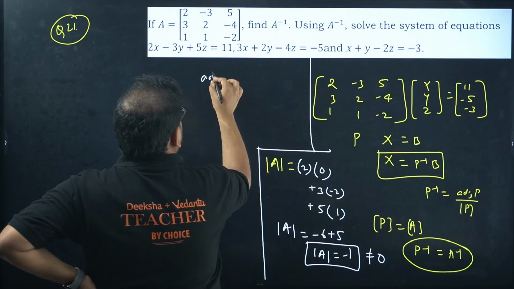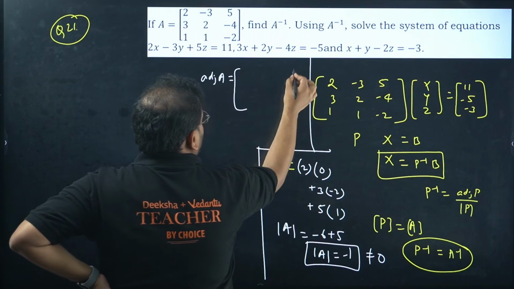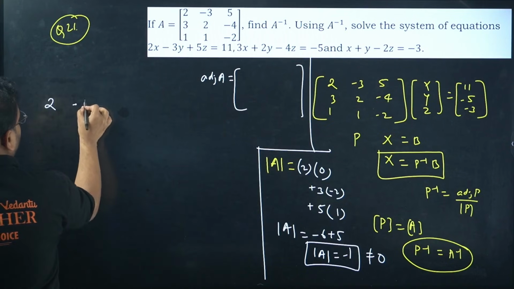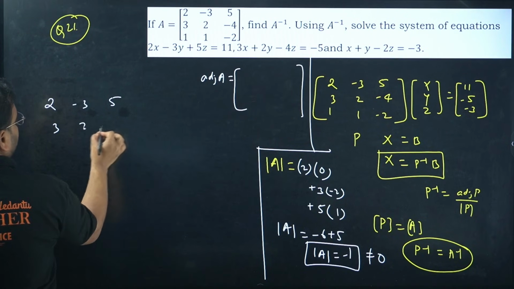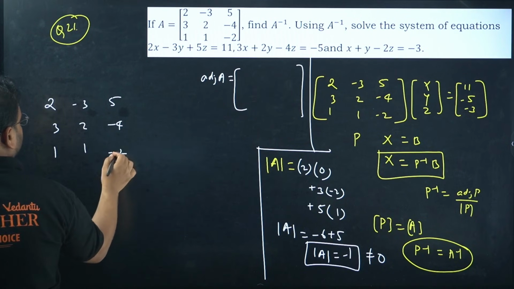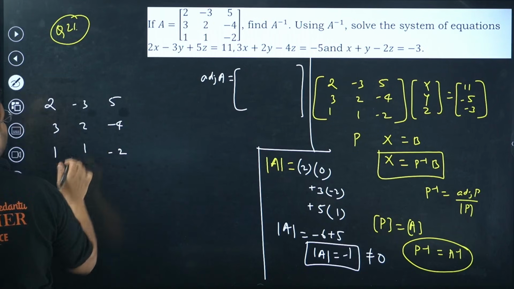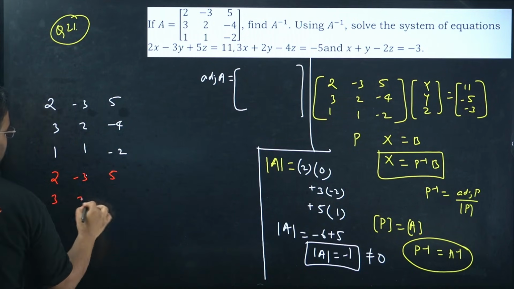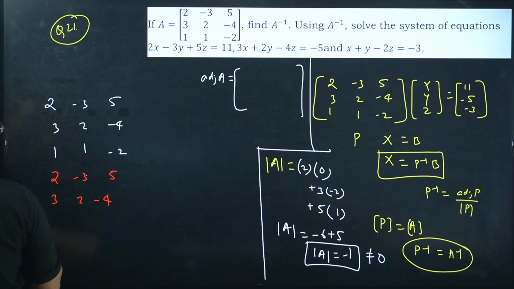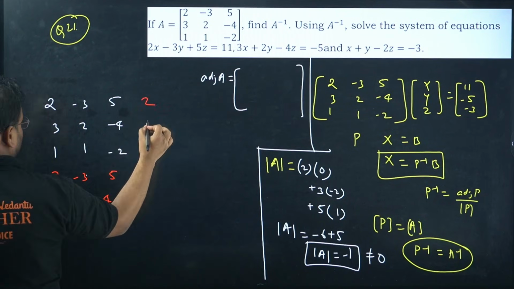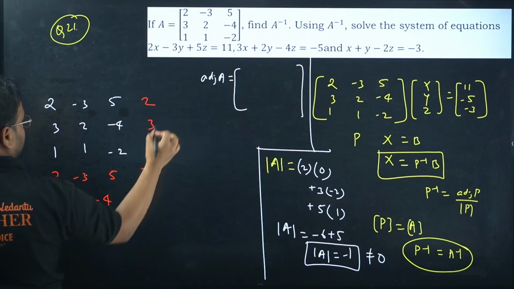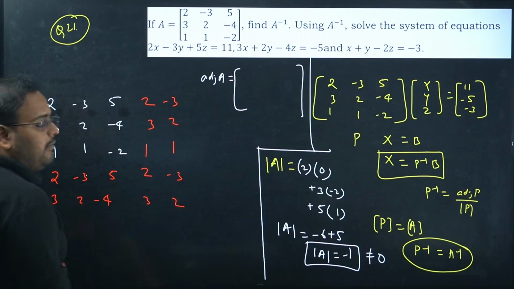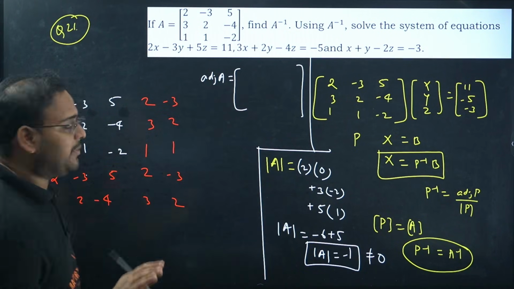Now I want to find the value of adjoint. For that, we're going to write the matrix 2, minus 3, 5; 3, 2, minus 4; 1, 1, minus 2. Okay. And we'll repeat this. First 2 rows: 2, minus 3 and 5, then 3, 2 and minus 4. This comes over here and this comes over here. And the first 2 columns also. I've repeated the first 2 rows and first 2 columns to get a 5 cross 5 matrix.